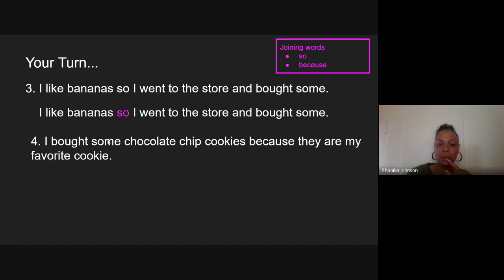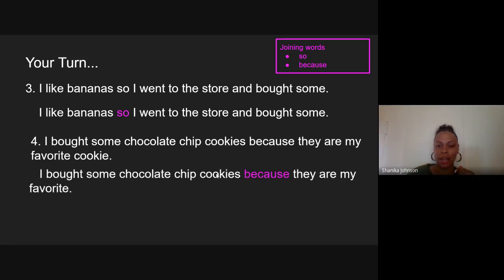Number 4 says, I bought some chocolate chip cookies because they are my favorite cookie. Do you see our joining word in this sentence? Make sure you whisper it. Yes, good job, guys. The word is because. Very good. It's showing our cause and effect.